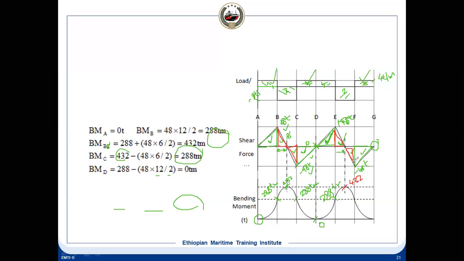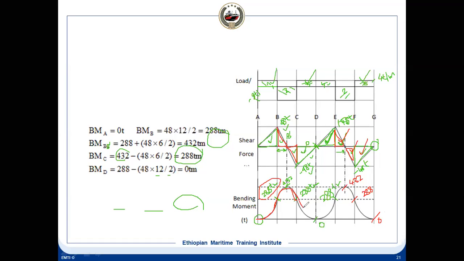And then minus this area, it will be again the same, because this area we have added, this area we are deducting, it is the same area. We are plus and minus. You will get a value of 288 ton meter. And this area is how much? This area is 288. So plus 288 minus 288, you will get 0. So we can construct the bending moment curve like this.